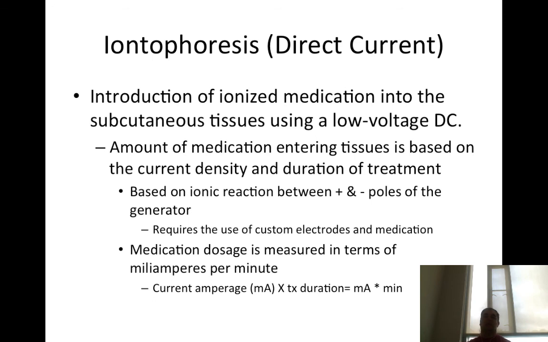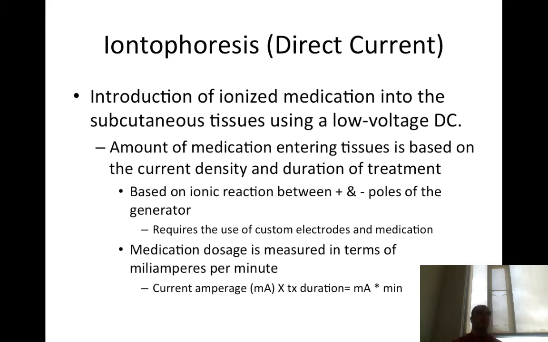Iontophoresis is direct current: the introduction of ionized medication into the subcutaneous tissues using low voltage direct current. The amount of medication entering the tissues is based on the current density and duration of treatment. This is an ionic reaction between the positive and negative poles of the generator. It requires use of custom electrodes and medications. Medication dosage is measured in milliamperes per minute: current amperage times treatment duration.